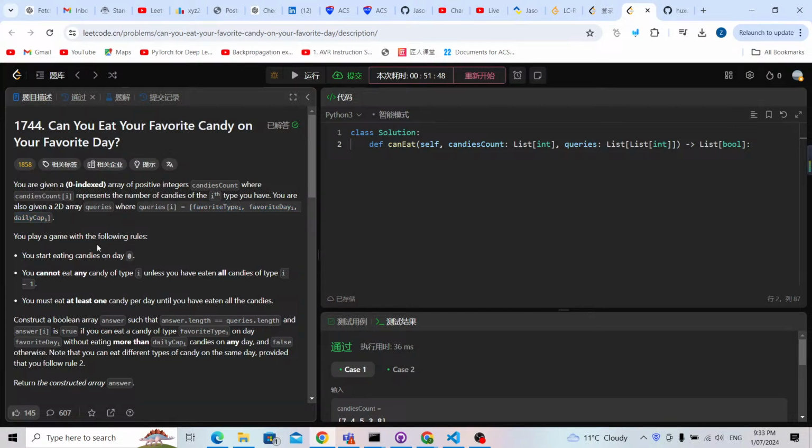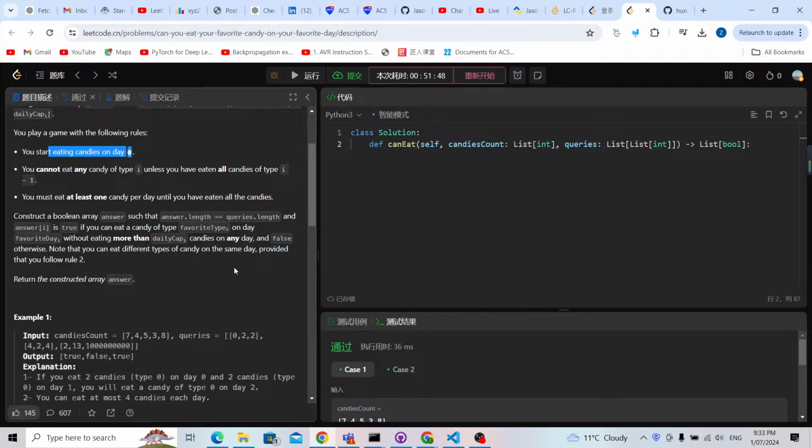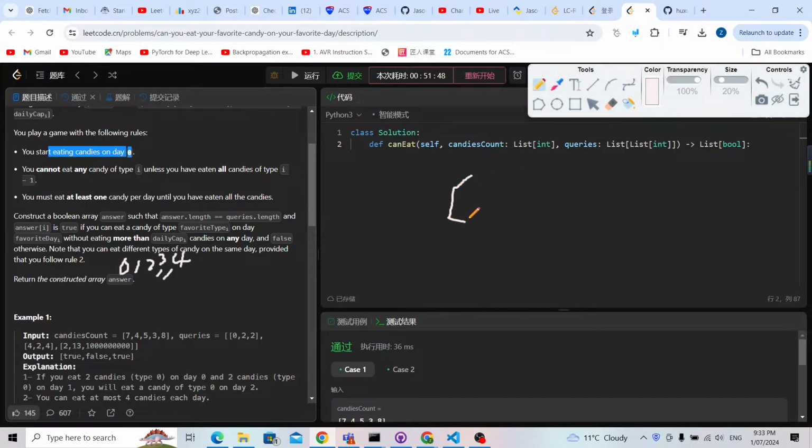So we're going to play this kind of game. So we are starting with candies on day 0. Yeah. So this means on day 0, we just started. Let me just use this example maybe here. We have candies of 7, 4, 5, 3, and 8. So we're going to start from day 0. So this is day 0.